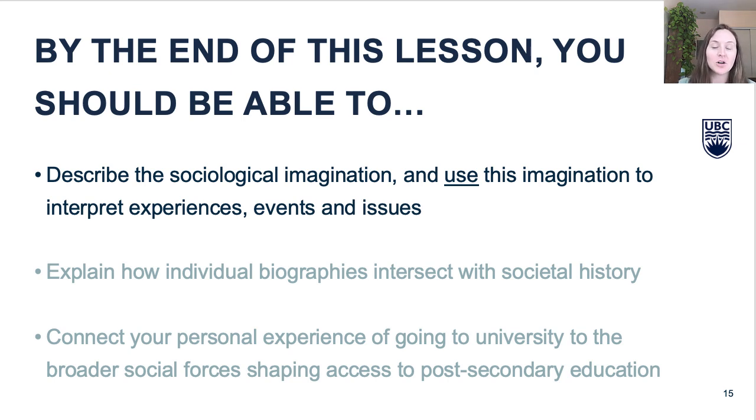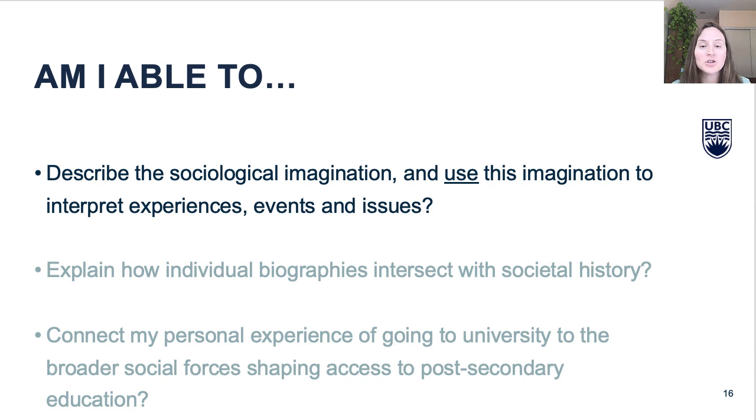Now, these objectives are partially for me. They help me plan the lesson and be clear on what you should be able to do. But these learning outcomes are also for you. Whenever you see learning outcomes or goals like this written at the beginning of a lecture or at the beginning of a textbook or chapter, I suggest that you turn them into questions for yourself. So by the end of this lesson or by the end of this chapter, am I able to describe the sociological imagination? Am I able to use this imagination to interpret experiences, events, and issues? This helps you know what to focus on.